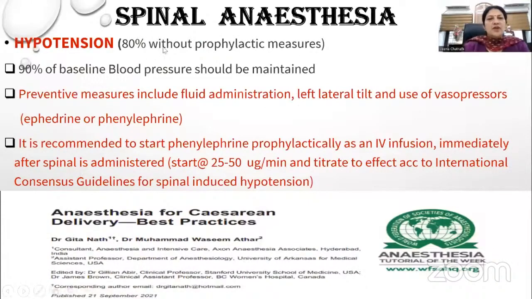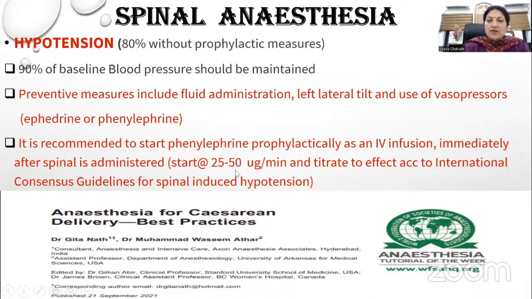Hypotension occurs in 80% of the patients without prophylactic measures. The BP should be maintained up to 90% of the baseline values. Preventive measures include fluid administration, left lateral tilt is to be maintained, and use of an agent like ephedrine or phenylephrine. It is recommended to start phenylephrine prophylactically as an IV infusion immediately after the spinal is administered.